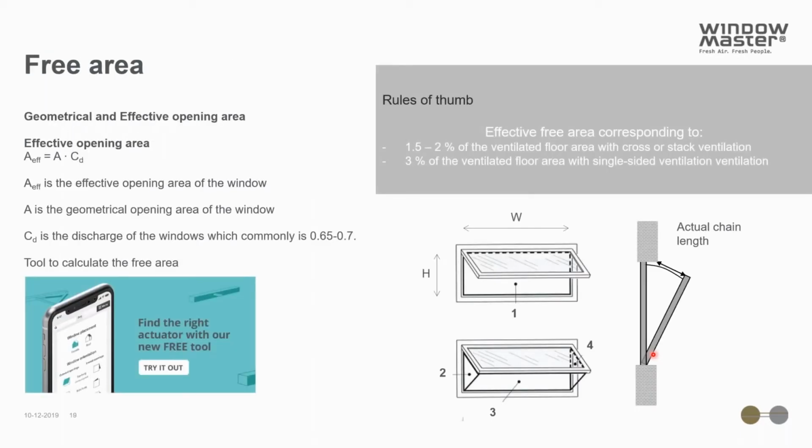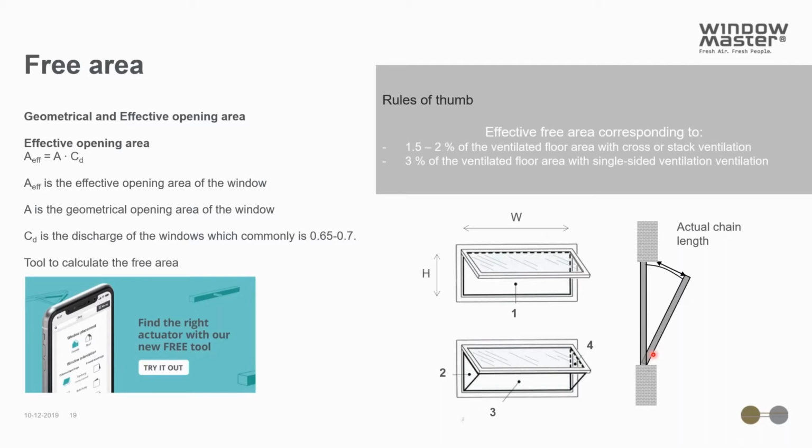The free area of an operable window can sometimes be tricky to define. It's not always simple geometry, but generally it's based on, of course, the geometrical opening area of a window multiplied by the discharge coefficient of a window. And for a standard top hung window, the discharge coefficient is typically around 0.65 to 0.7.